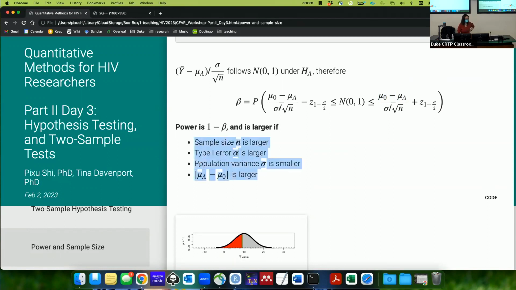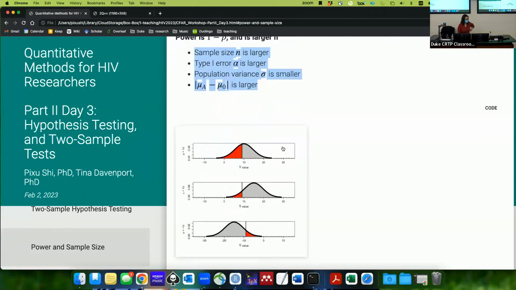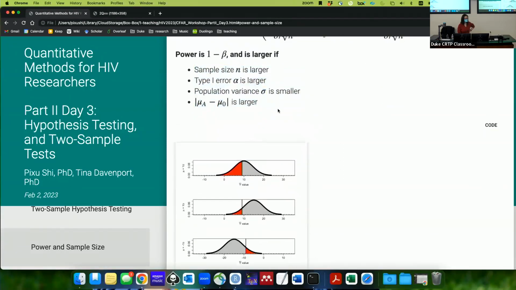You can visualize this by looking at the bell curve here, but essentially you just really need to remember the factors that are going to affect your power. More sample, a more liberal type 1 error control, a more homogeneous population, a larger effect size. Those 4 will all increase your power.